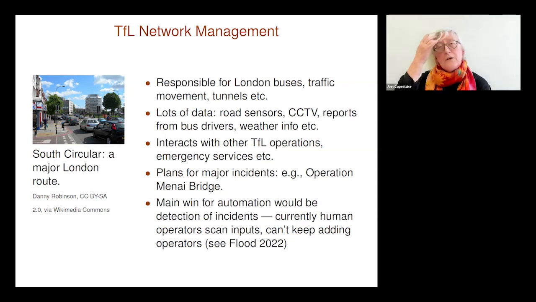But it occurs to me that a major reason you can't keep on adding human operators is because this isn't a modular system. You can't keep on adding human operators because it would mean they all had to talk to each other, and that's clearly not possible.